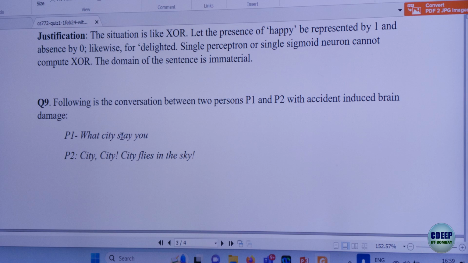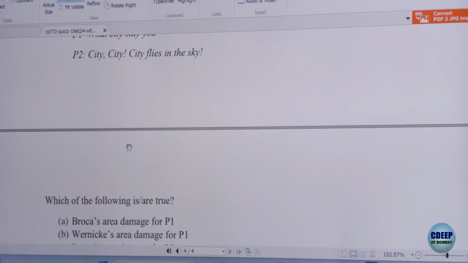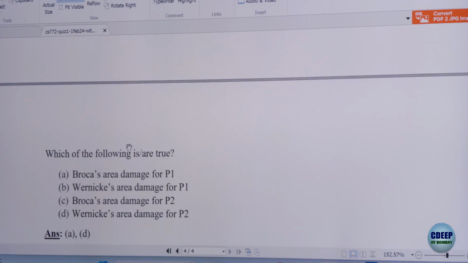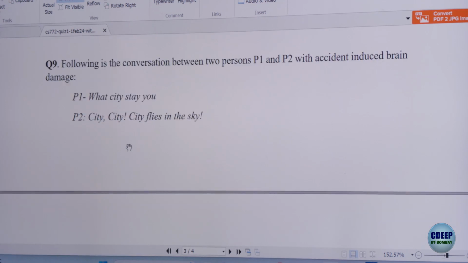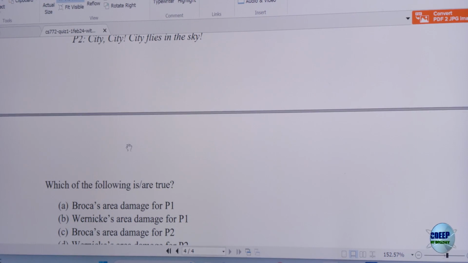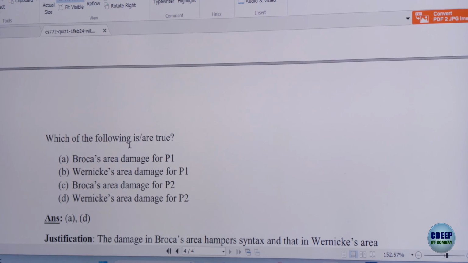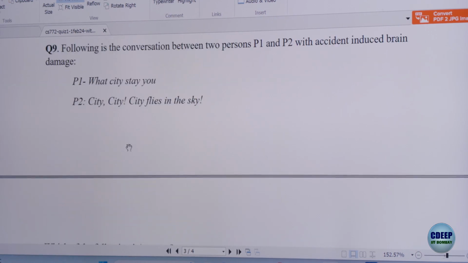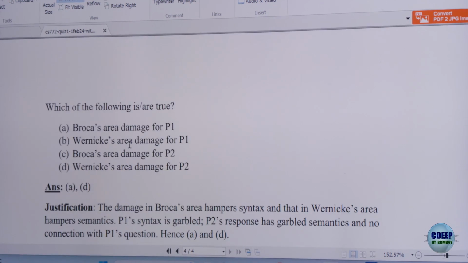Following is the conversation between two persons, P1 and P2, with accident-induced brain damage. P1: What city stay you? P2: City flies in the sky. Which of the following is or are true? Broca's area damage for P1. That's correct, Broca's area interferes with syntax. Wernicke's area damage for P1. No, Wernicke's area interferes with semantics. Broca's area damage for P2. No, syntax is fine, city flies in the sky. Wernicke's area damage for P2.